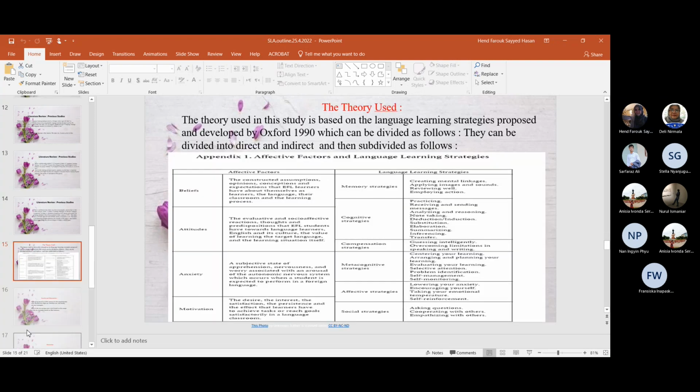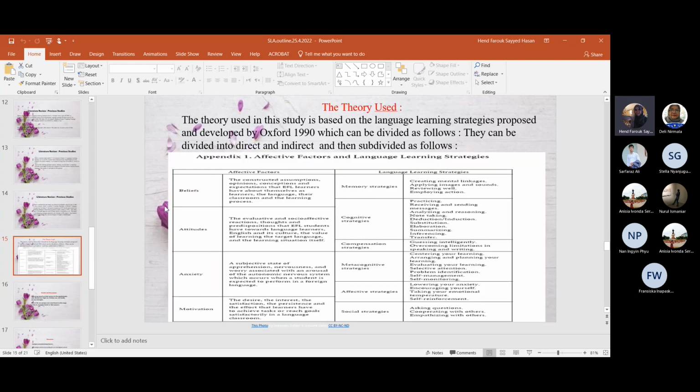I mean, the theory used here, of course, I depended mainly on the language learning strategies proposed and developed by Oxford 1990, which can be divided as follows. They can be divided into direct and indirect, and then subdivided as follows: memory, compensation, cognitive, metacognitive, affective, and social. And maybe I don't want to waste time by reading all the aspects because we already studied those.